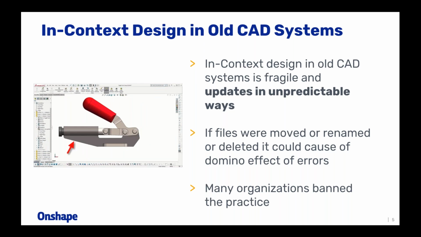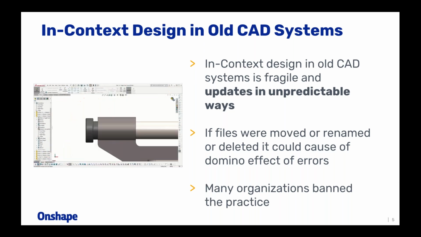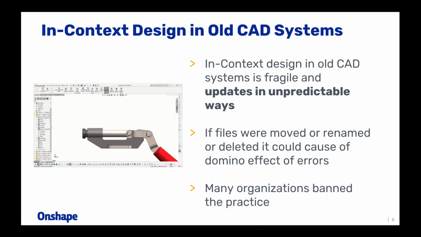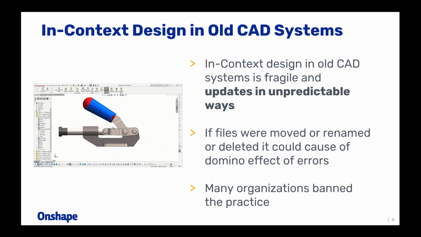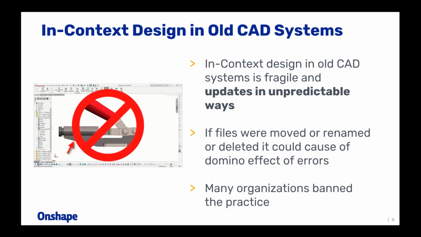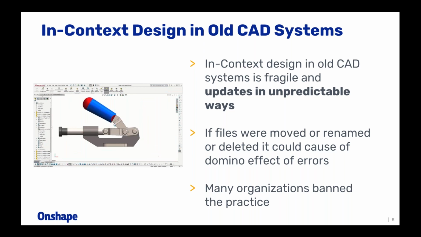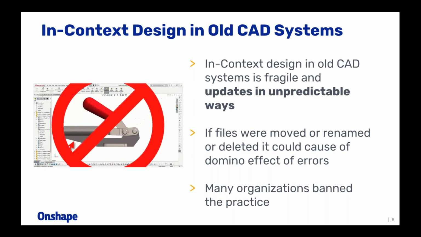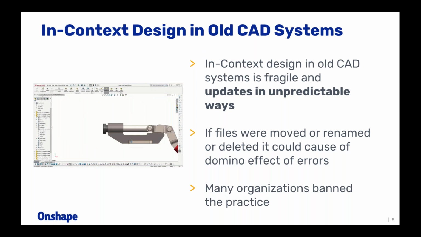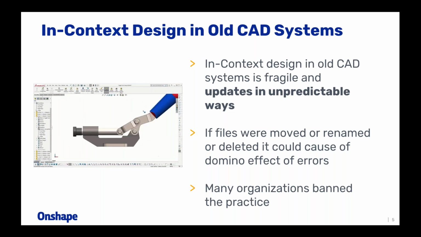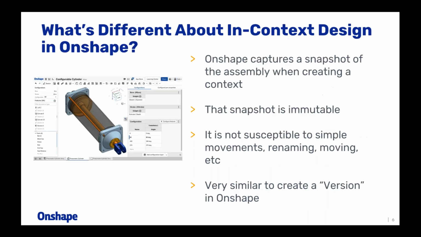So just think of that when we think of some of the things that we've done in Onshape. One of the goals, one of the key things that we set out to do was make the process stable. So if you design in context, you don't have to worry about opening up the assembly and having everything rebuild in a weird way. Or you don't have to worry about everything just not rebuilding because something's missing, a file's missing. The stability of in-context design is its biggest asset, its biggest benefit.